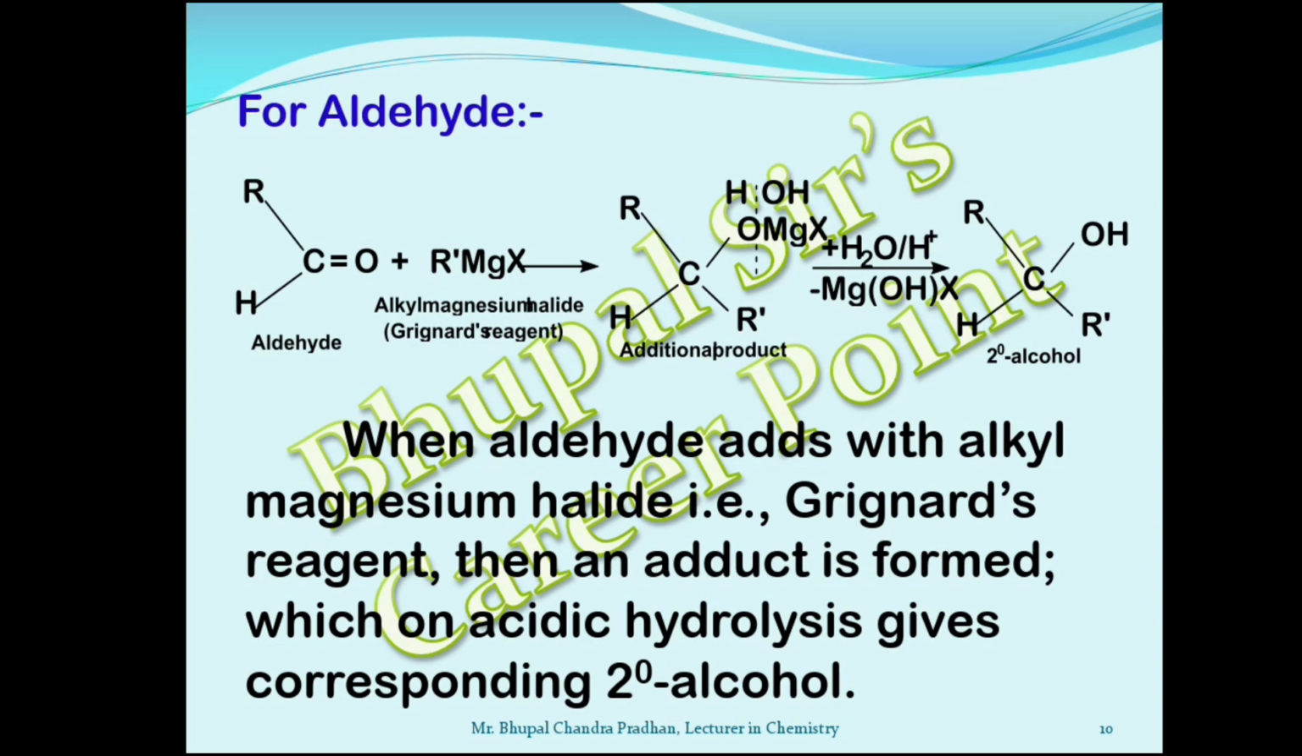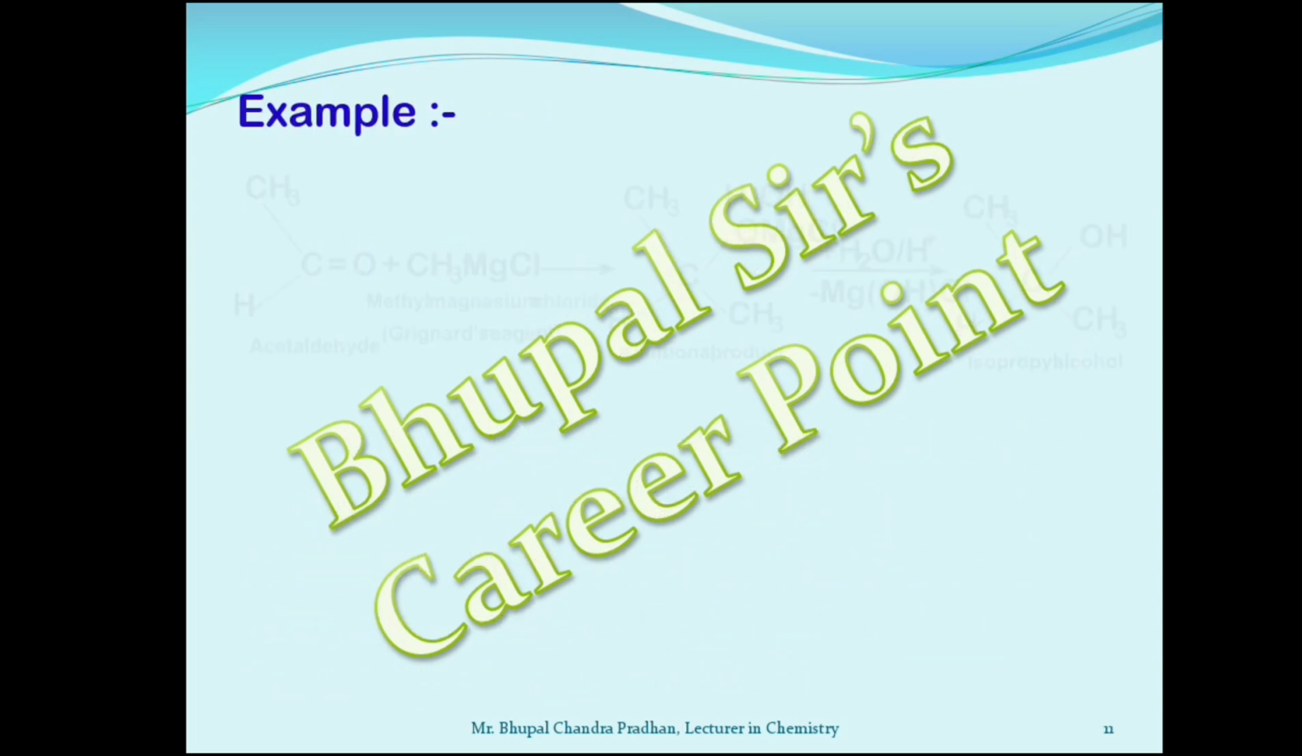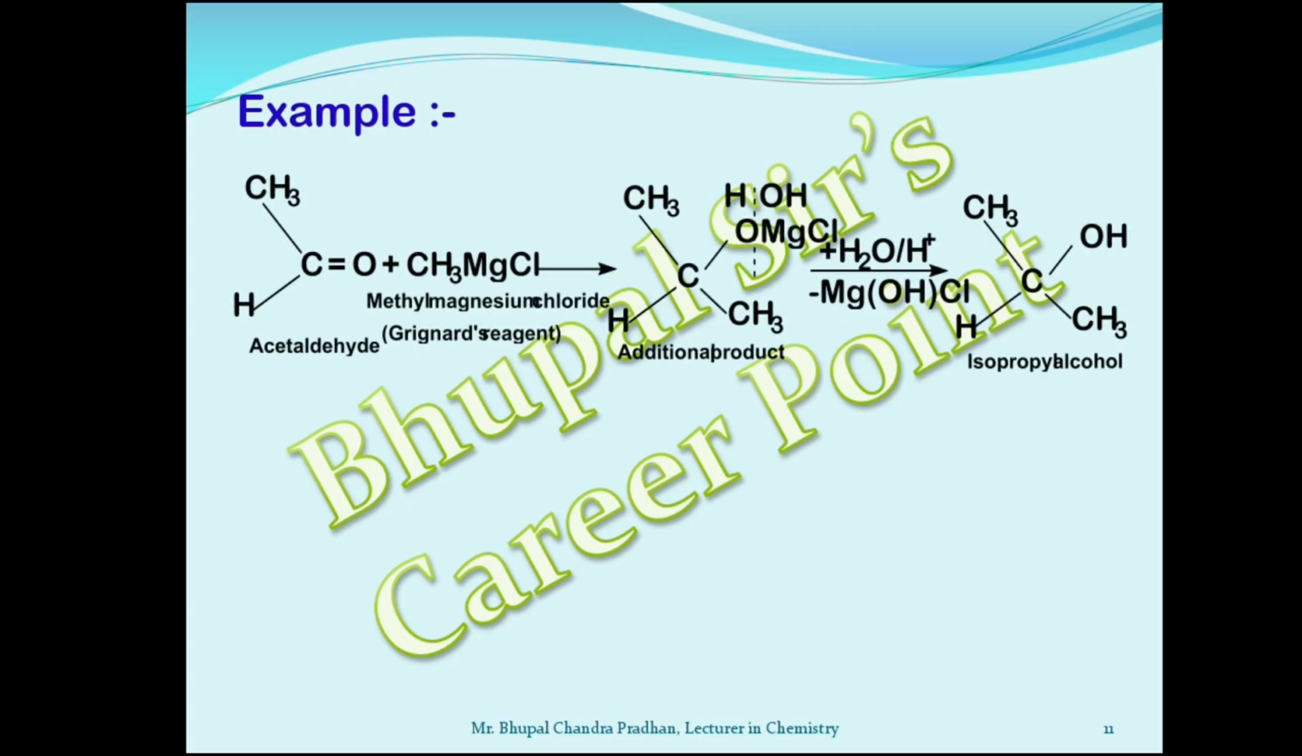Let's come to an example. Let us take CH3 in place of R and also in place of R dash, and chlorine in place of X. Then what happens when acetaldehyde reacts with methyl magnesium chloride? Then an adduct is formed, which undergoes acidic hydrolysis to give isopropyl alcohol or propan-2-ol.